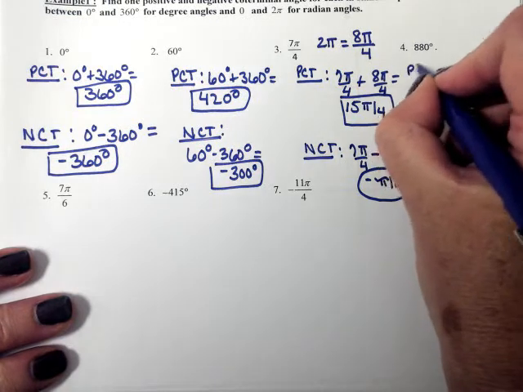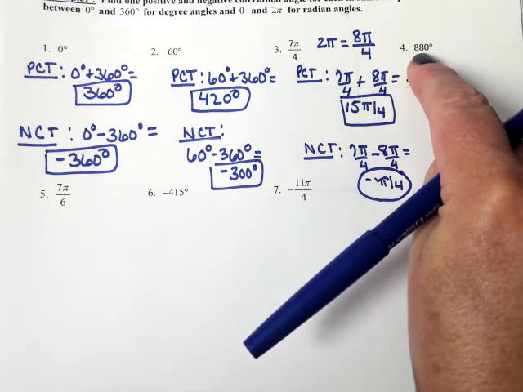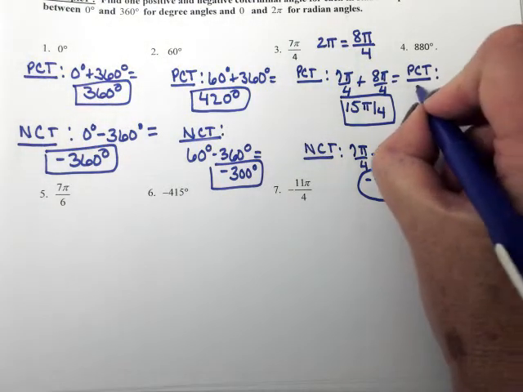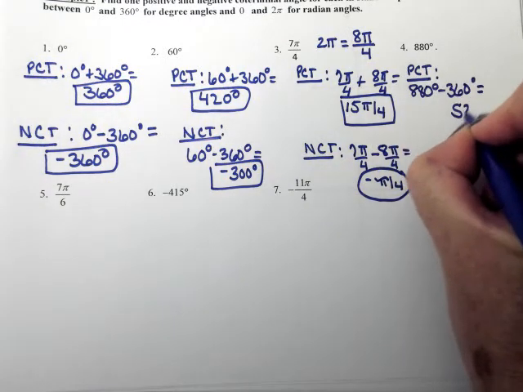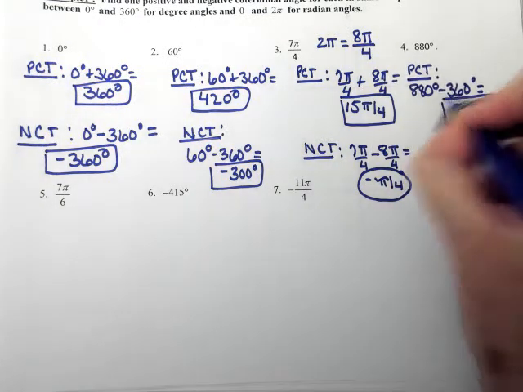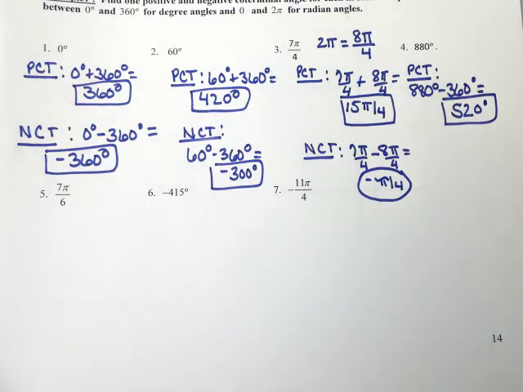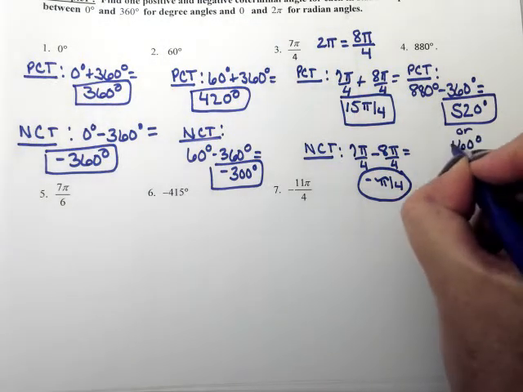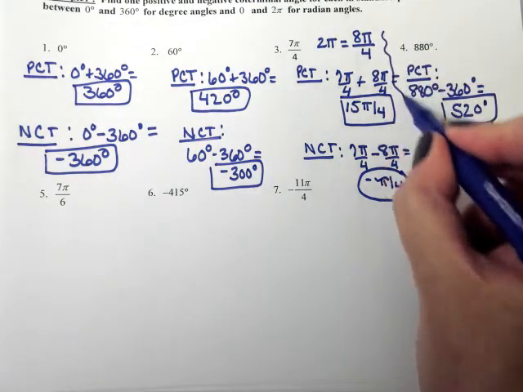So for example, to give me a positive coterminal angle, I'm not going to add 880 to 360. I can, but notice if I subtract, that's going to give me 520 degrees. That's still a positive angle measurement, so 520 degrees is indeed a positive coterminal angle for 880. So if I take 520 and subtract 360 again, that's going to give me 160 degrees. 160 degrees is also a positive coterminal angle for 880 degrees.